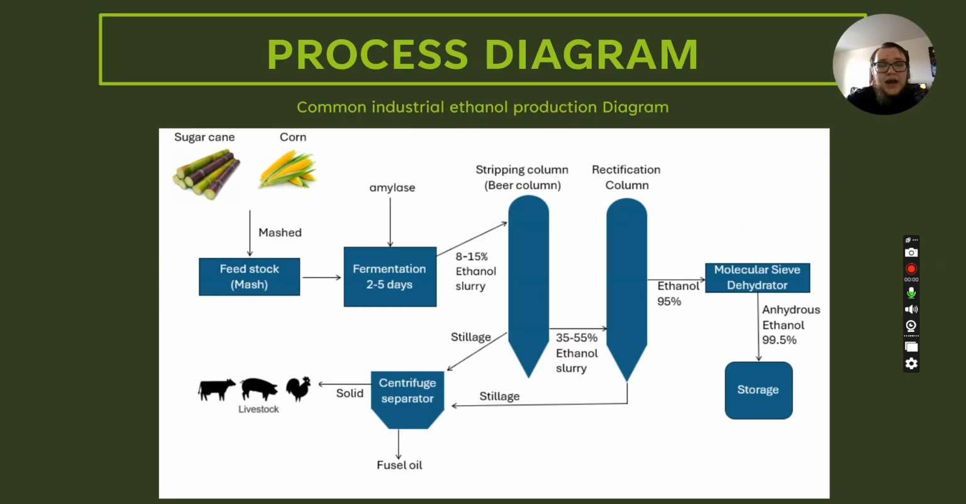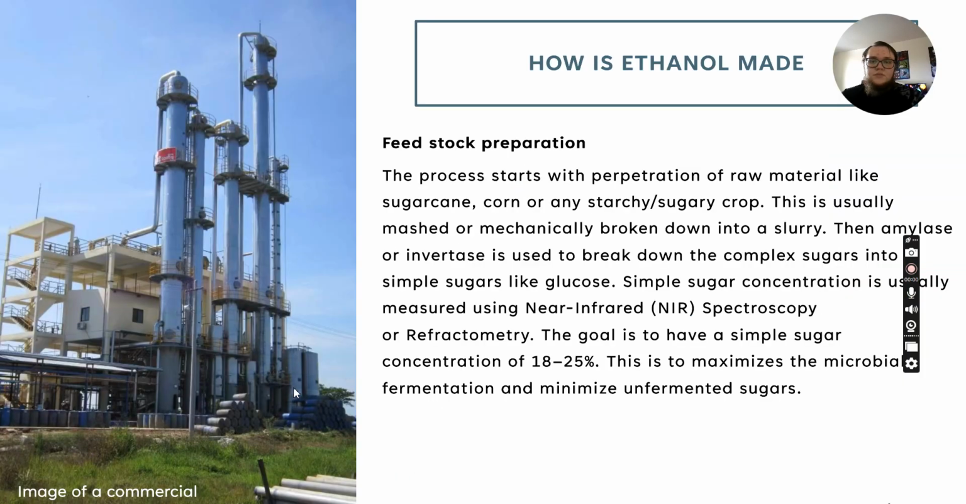Here's a simple process diagram showing how sugarcane and corn, or any other complex sugar, can be mashed up and fermented using amylase. After the fermentation, it comes out as slurry. This is the upstream process. It is then in the downstream process using stripping and reacidification, and then molecular sieve for even more refining. The byproduct is left and used for animal livestock.